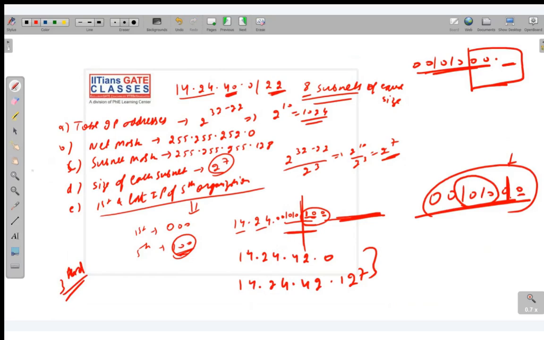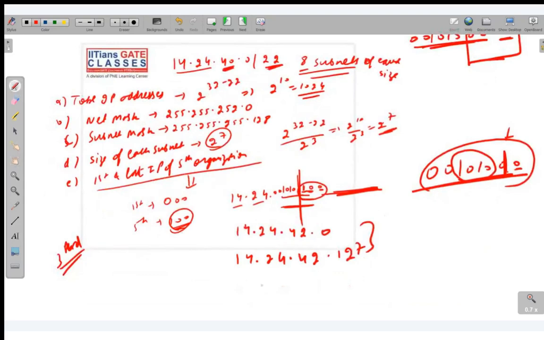I will try to write it directly. If you are able to imagine, then it's fine; otherwise, I will give you the reason. 14.24.41.0 to 14.24.41.127. Facing any difficulty? No, sir. So you just put here 0 1 0. If both were 0, 101000 is 40. If you put 1 here, it is simply 41. So 41, that's it.